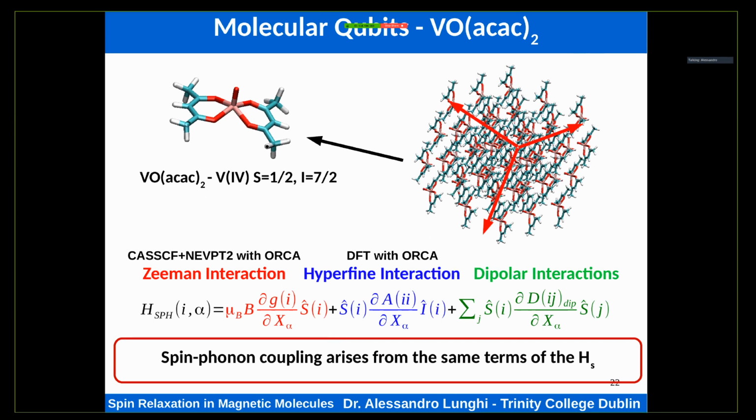So for instance, we can use CAS-SCF level of theory as implemented in ORCA to calculate the G-tensor and the numerical derivatives. Or for instance, in this case, we use DFT, still implemented in ORCA, to calculate the hyperfine interaction and its numerical derivatives. For what concerns the D interaction, this is just a dipolar interaction. We know the analytical expression, so it's just an analytical derivative in this case here.